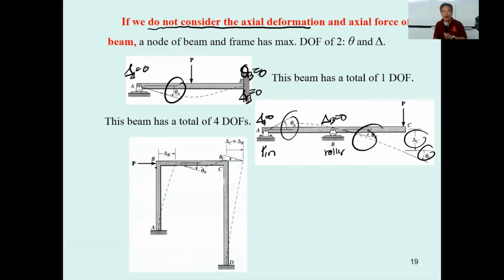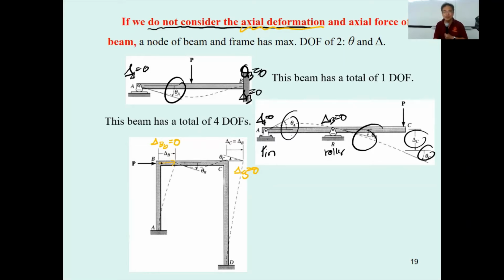The frame under the applied force, this one will move to this one. There is no axial deformation, so the delta sub by is 0. The delta sub b is going to occur due to the sideway, not due to the axial deformation. The same thing occurs over here, the delta sub c, and delta sub cy is 0.